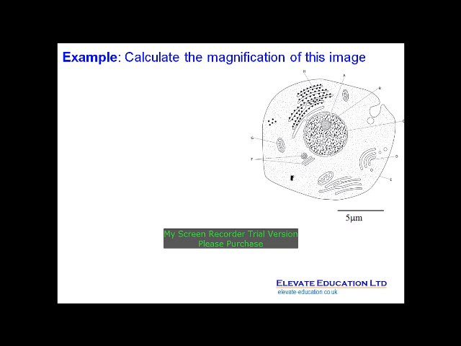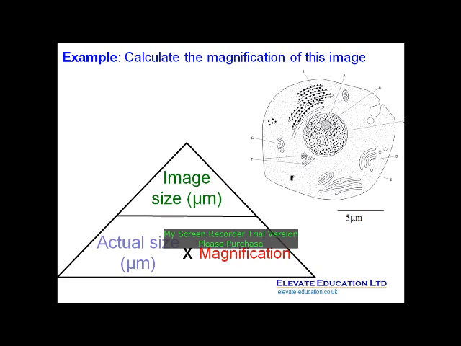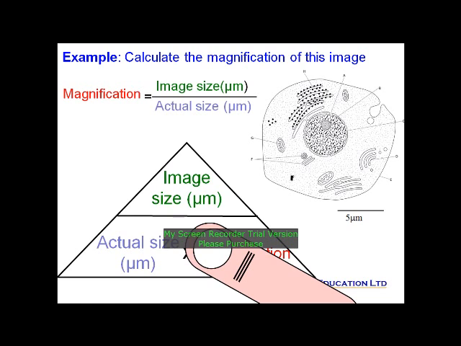This tells us that if an object is the length of this black bar in the diagram, it has a length in the real world, an actual length, of 5 micrometers. The first thing we need to do is work out which formula we need to use to calculate magnification. So, we look at our formula triangle, we cover up magnification with our finger, and we see that magnification is calculated by dividing the image size in micrometers by the actual size in micrometers.